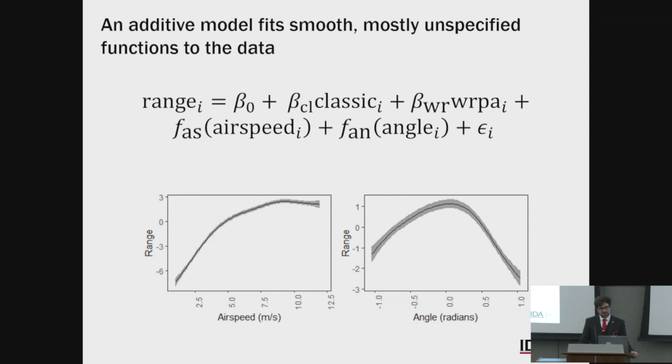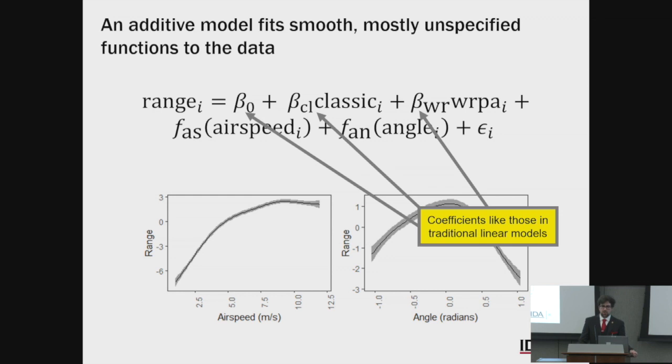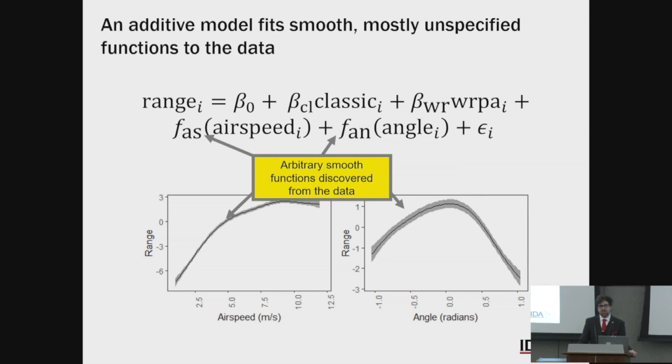So what is an additive model? It looks a lot like your typical linear model. In fact, for our one categorical variable, the design of the paper airplane, we've got Dart, Classic and the World Record design. We basically just have a linear term, right? We're just adding up a coefficient for these types of designs. But we also have these arbitrary smooth functions with an unspecified shape. And that shape gets discovered from the data. In fact, I didn't say that these curves towards the bottom were going to look like that. That got discovered. This is done via a procedure known as smoothing.